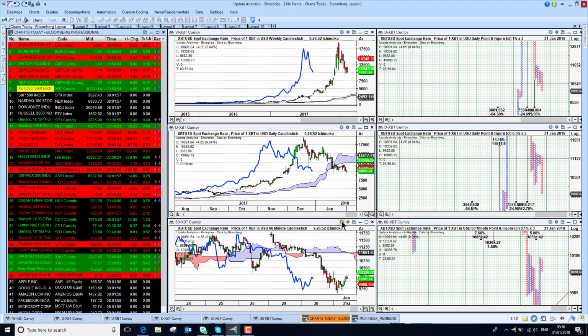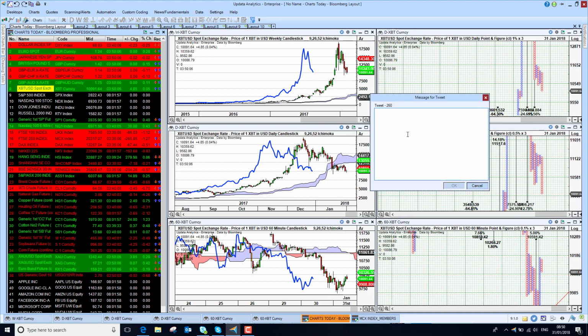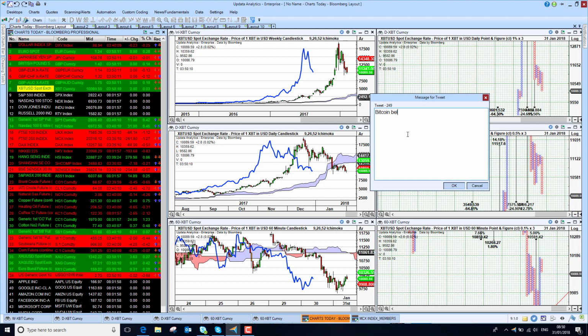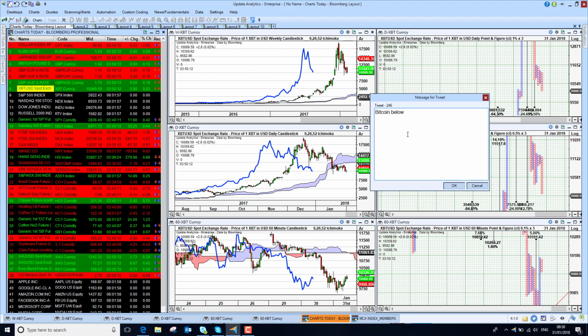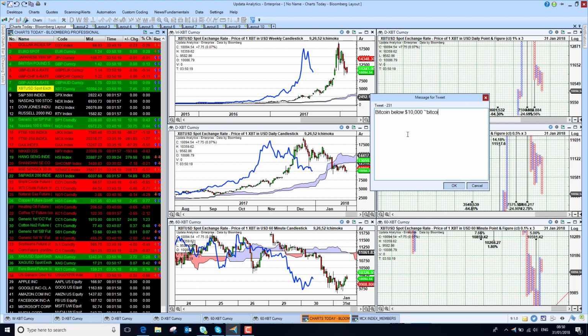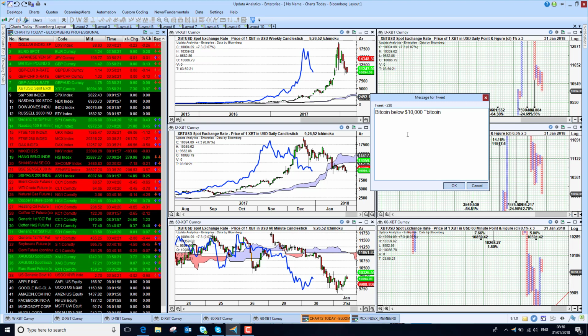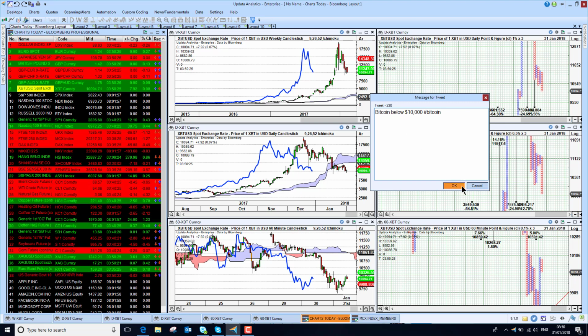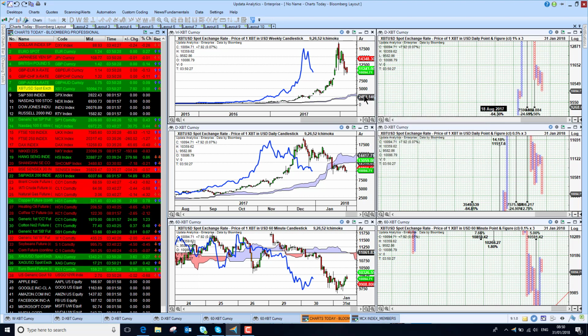So in fact, in Updata now, I'm just going to do a quick tweet while we're watching. This is how easy it is. I'm just going to say Bitcoin below $10,000. And I'll show you this on my Twitter page in a second. Any Updata user can now do this, and I'm just going to put in hashtag Bitcoin. So you can literally just tweet as you see things.